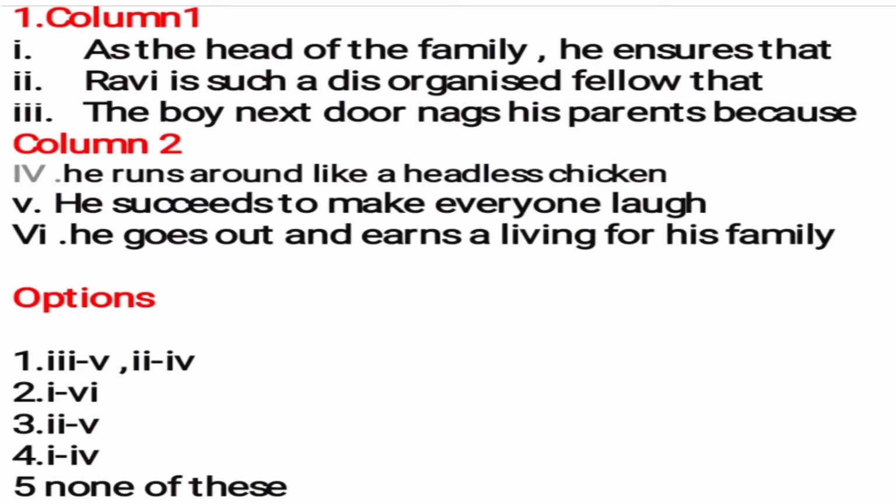First one, you see: As the head of the family he ensures that. Second one: Ravi is such a disorganized fellow that. Third one: The boy next door nags his parents because. Because is a conjunction, because of is a preposition, so 'because' 100% joins with some other sentences. In column 2: he runs around like a headless chicken; he succeeds to make everyone laugh; he goes out and earns a living for his family. So you have to see where the maximum connectivity lies.